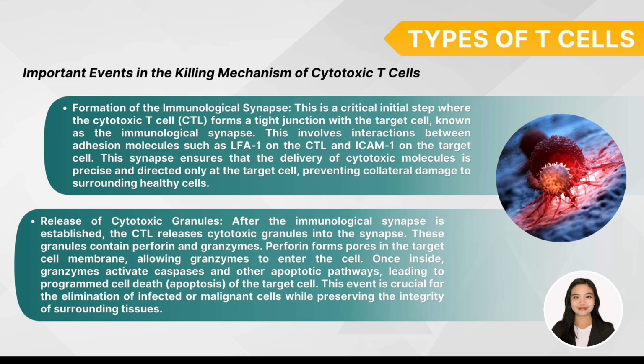Next is the release of cytotoxic granules. After the immunological synapse is established, the CTL releases cytotoxic granules into the synapse. These granules contain perforin and granzymes. Perforin forms pores in the target cell membrane, allowing granzymes to enter the cell. Once inside, granzymes activate caspases and other apoptotic pathways, leading to programmed cell death or apoptosis of the target cell. This event is crucial for the elimination of infected or malignant cells whilst preserving the integrity of surrounding tissues.